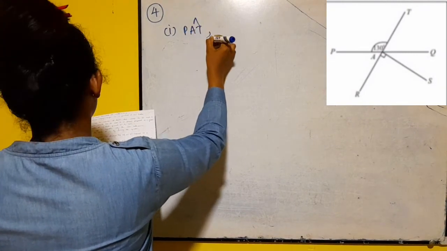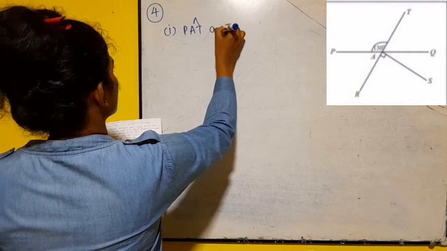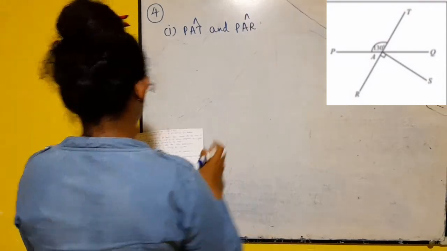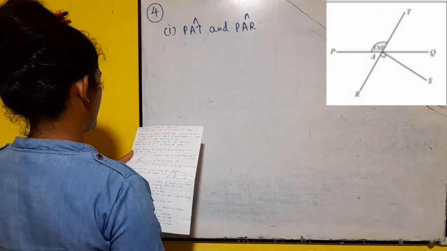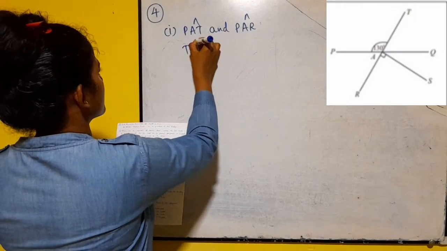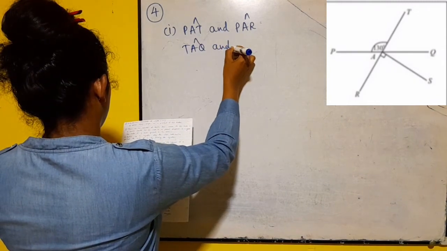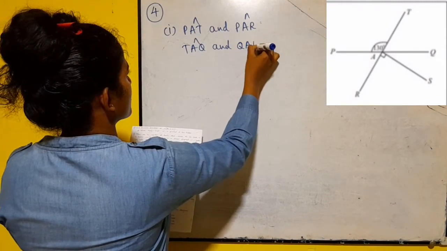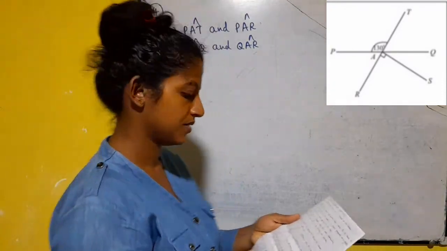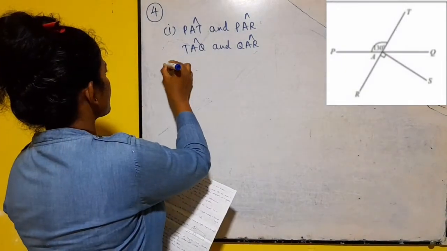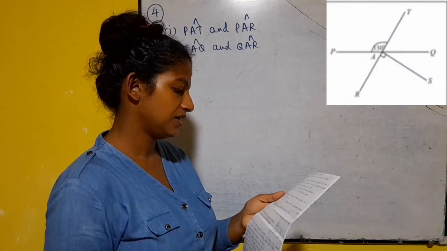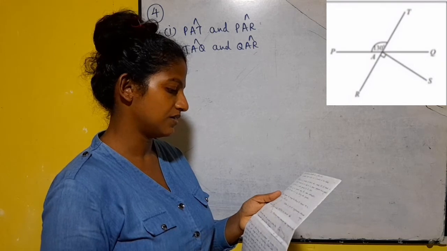PAT angle with PAR angle. Then there's another one: TAQ with QAR. There are others also, not only these two pairs. Then second question. Find the value of SAQ.